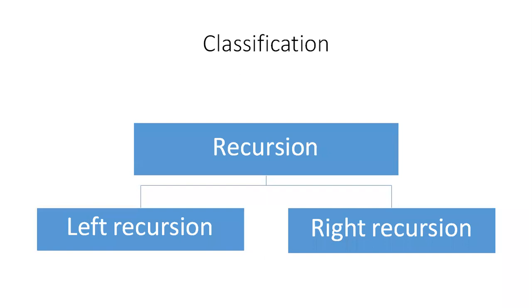And here the recursion is classified into two types. One is left recursion and another one is right recursion. In this concept of top-down parser, we are going to learn how to eliminate the left recursion. According to our top-down parser, we are eliminating only left recursion.